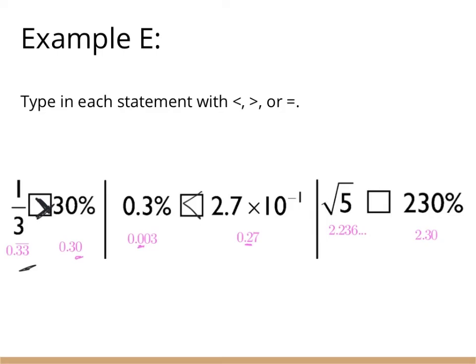So now I'm going to compare them. I've got a 2 and a 2, so that's not useful. I've got a 2 and a 3. The 3 is bigger than my 2, so I'm going to go ahead and say that the square root of 5 is less than 230%. And I've gone ahead and completed all of my problems here. Let's move on to the last set of practice problems.